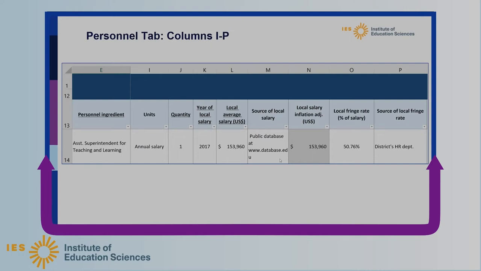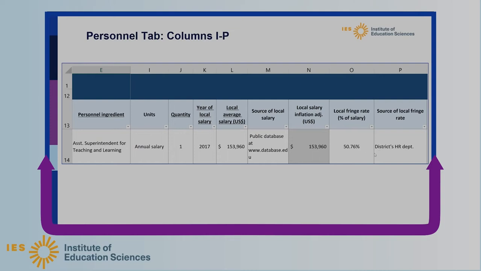Column M, you can indicate from where you got this price. We used a public database of salaries that this district has to maintain. But most districts have a salary schedule that you can get hold of. Column N shows you the inflation adjusted price. But in this case, it hasn't changed because our price was from the same year in which we want to express costs. Column O is for the local fringe benefits rate as a percentage of salary.